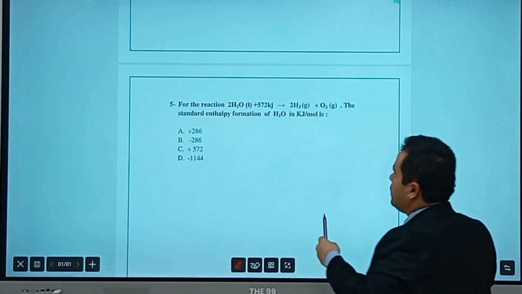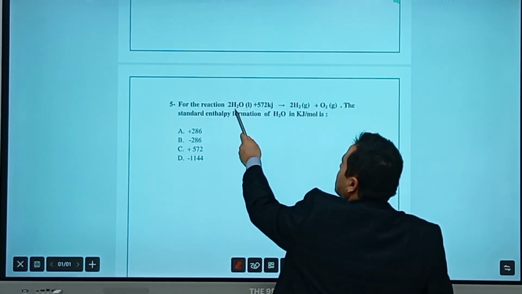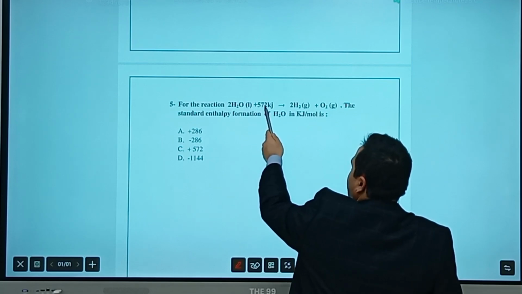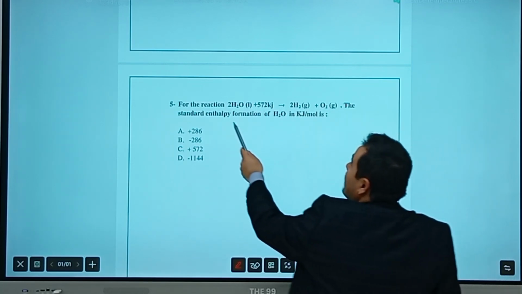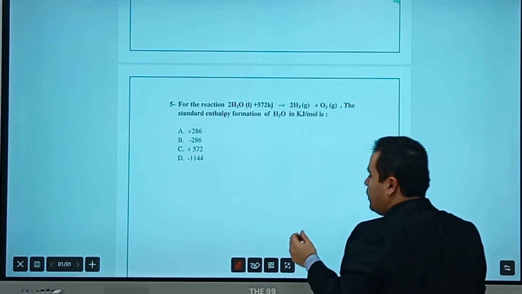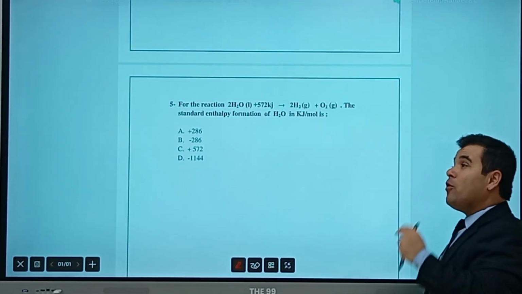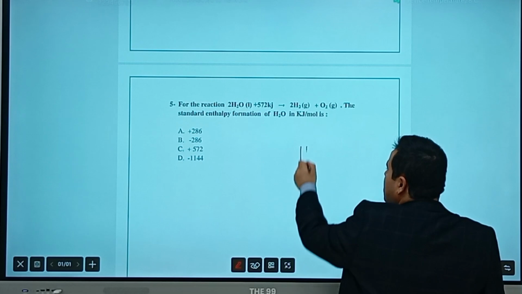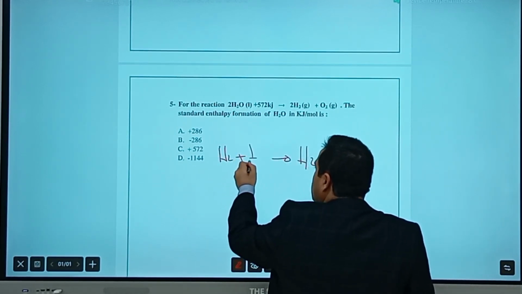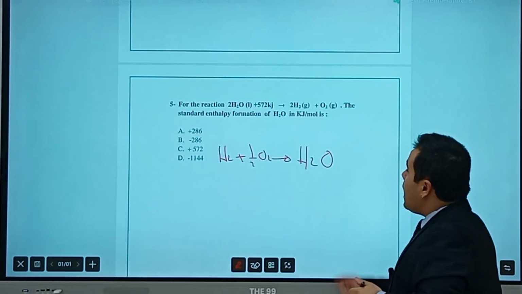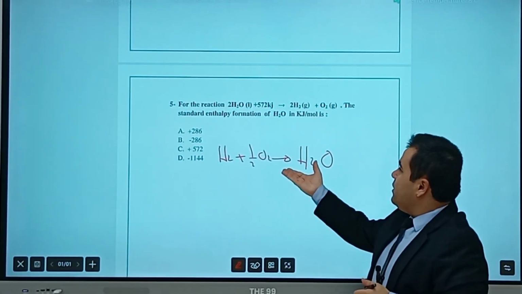Another ministerial exam question: for this reaction, 2H2O plus 572 kilojoule produce 2H2 and O2, what is the standard enthalpy of formation of H2O? For the standard enthalpy of formation, the reaction must be in this form: 1 H2O from H2 plus 1 over 2 O2. How do we change the above equation to be in this form?